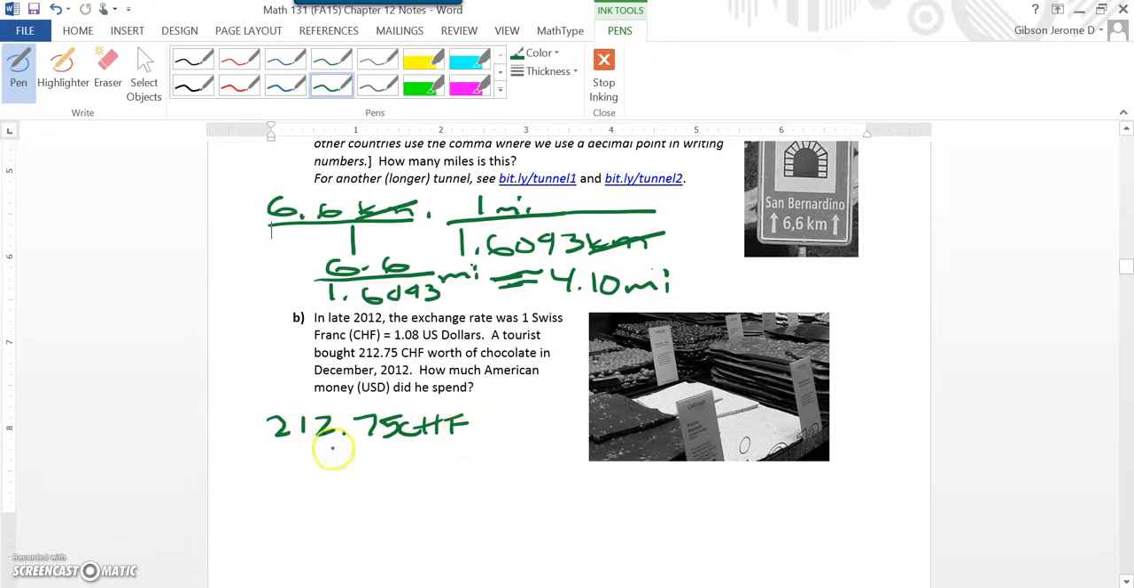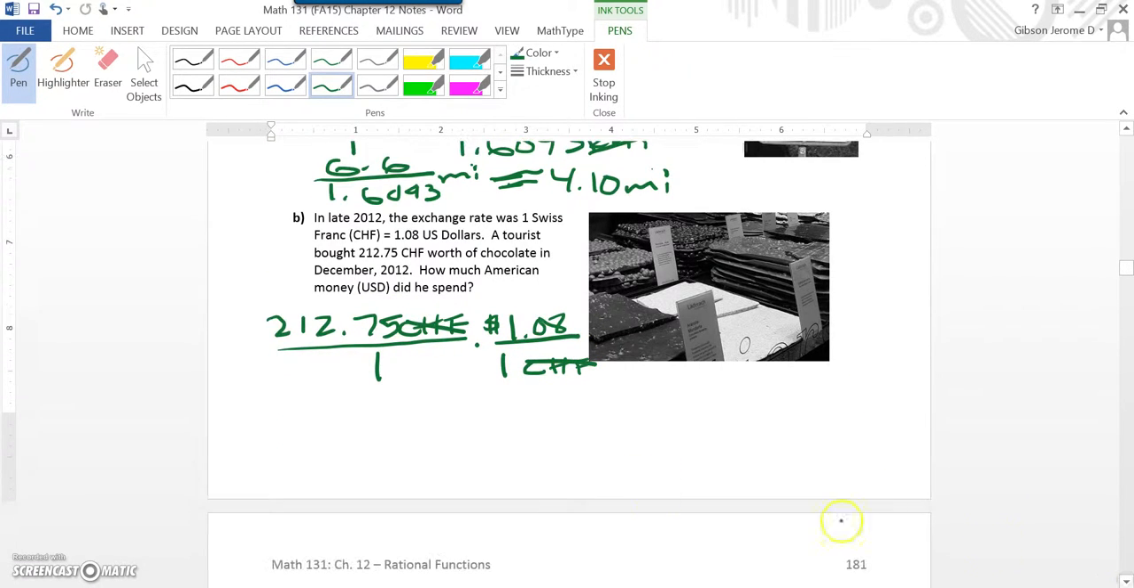And we want to convert this to dollars. So we'll put this over 1, and we'll multiply this. Now remember, we're trying to get rid of the Swiss franc. So what we will have to do is one of these, 1 CHF or 1 Swiss franc, is equivalent to $1.08. We can just use the dollar sign. The CHFs will simplify out, and then we would take 212.75 times 1.08.